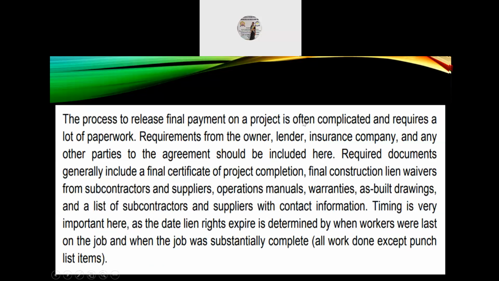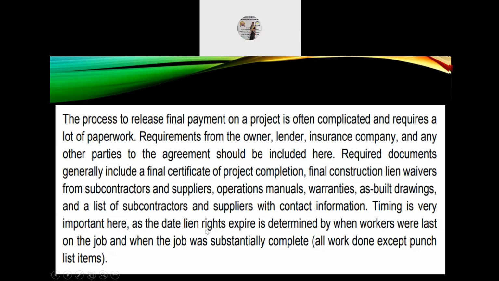The process to release final payment on a project is often complicated and requires a lot of paperwork. So requirements from the owner, lender, insurance company, and any other parties to the agreement should be included here. Required documents generally include a final certificate of project completion, final construction lien waivers from subcontractors and suppliers, operations manuals, warranties, as-built drawings, and a list of subcontractors and suppliers with contact information.